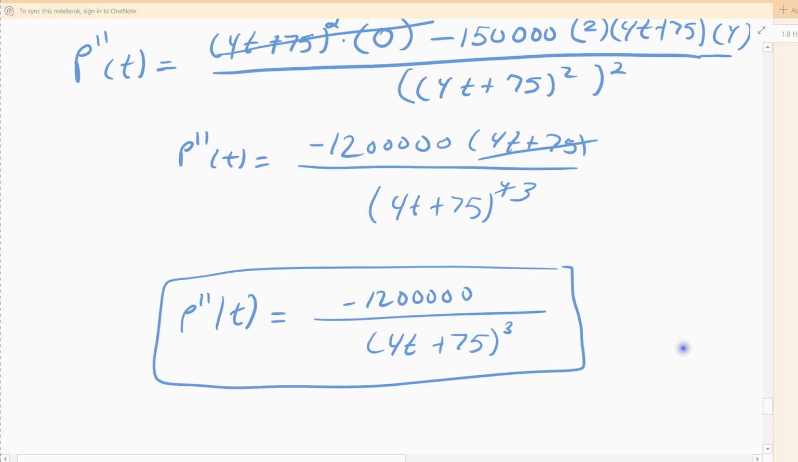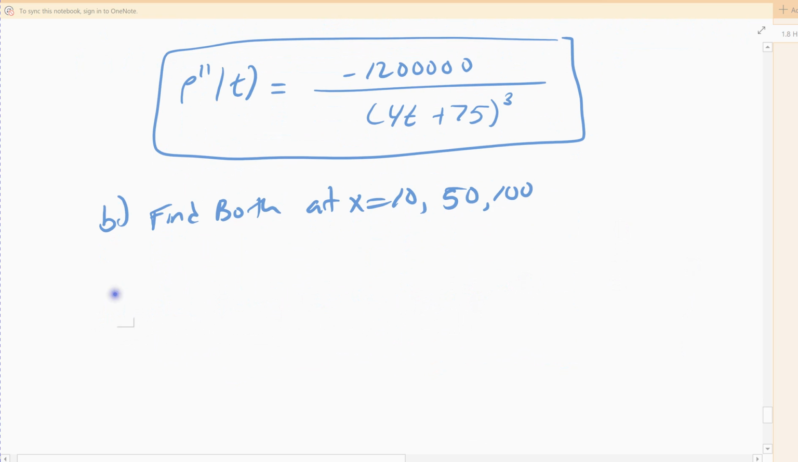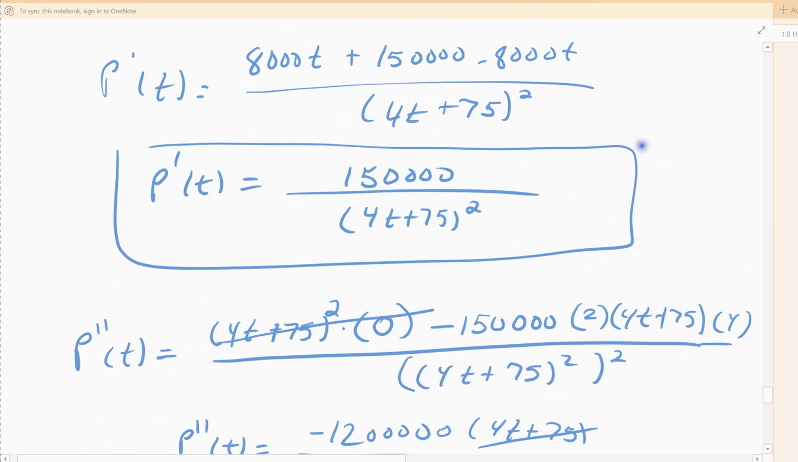Alright, now we're going to use it. So part B, find both at x equals 10, 50, and 100. And then we're going to kind of see what's happening there. So I'm going to find my derivative at 10, find my derivative at 50, find my derivative at 100. So again, I'm going to plug them back into my first derivative and then my second.